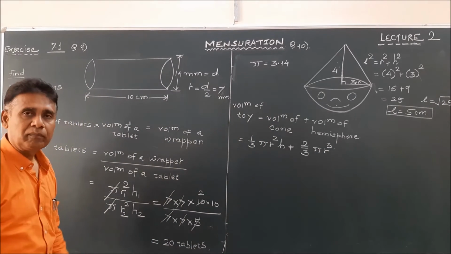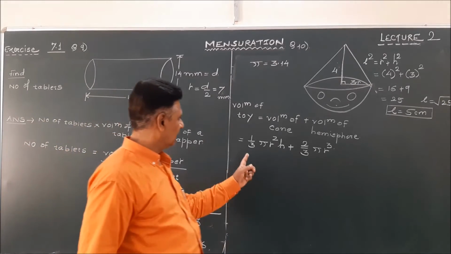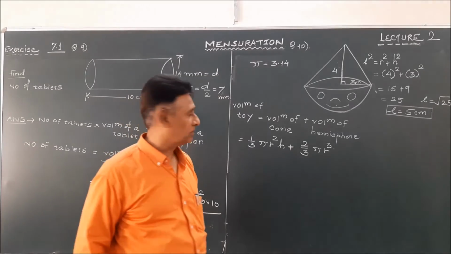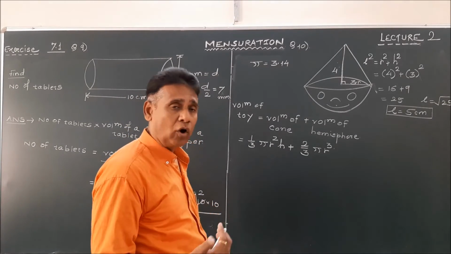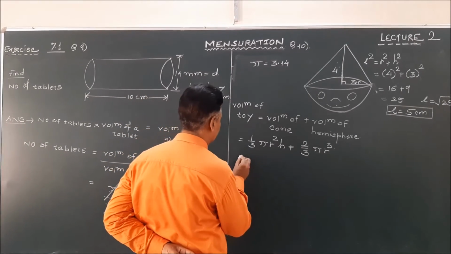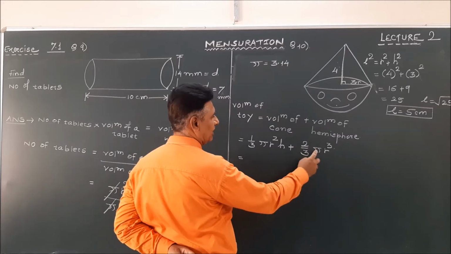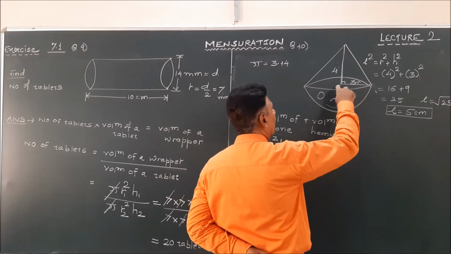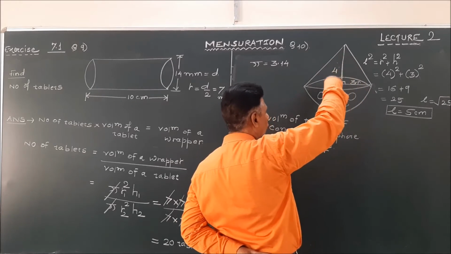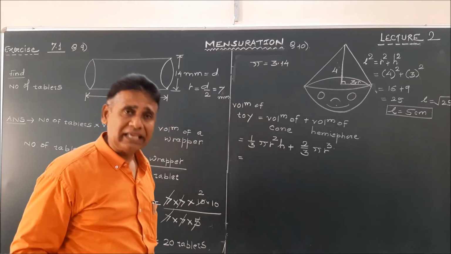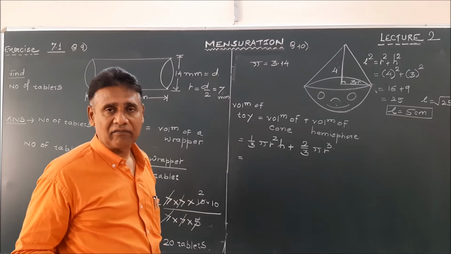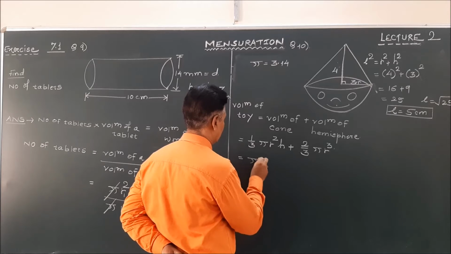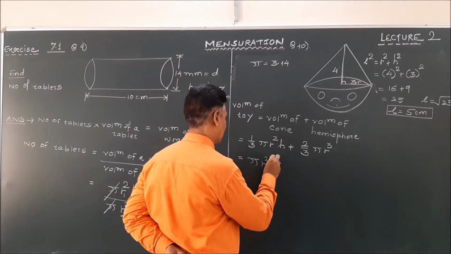That is 2/3 pi r cube. It is 1 upon 3 pi r square. Again, we must see what things we can take common. Please note it very carefully. Pi r square here, pi r square here. Because, very important, the radius of the base of the cone and the radius of the base of the hemisphere are one and the same, and that is why very easily you can take pi r square as common.